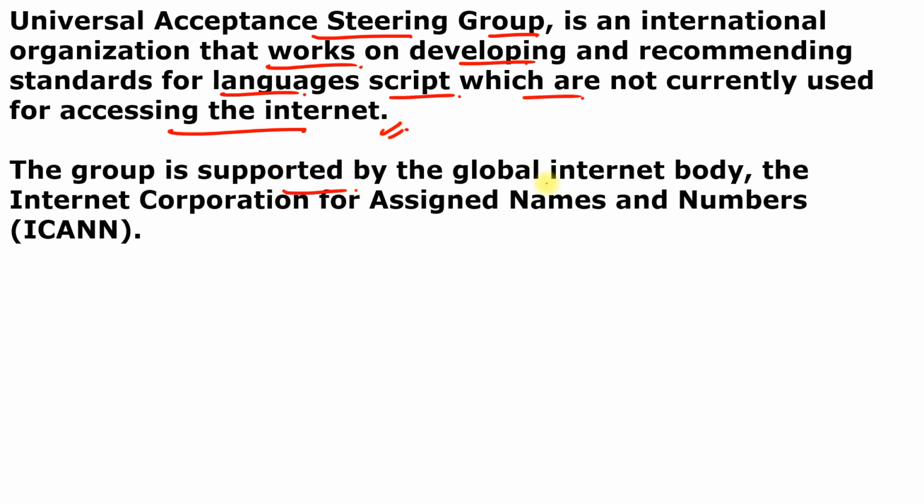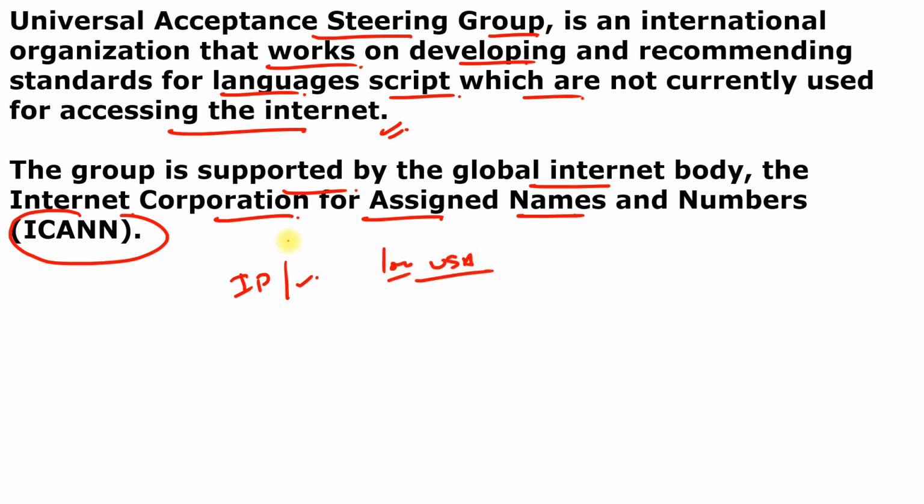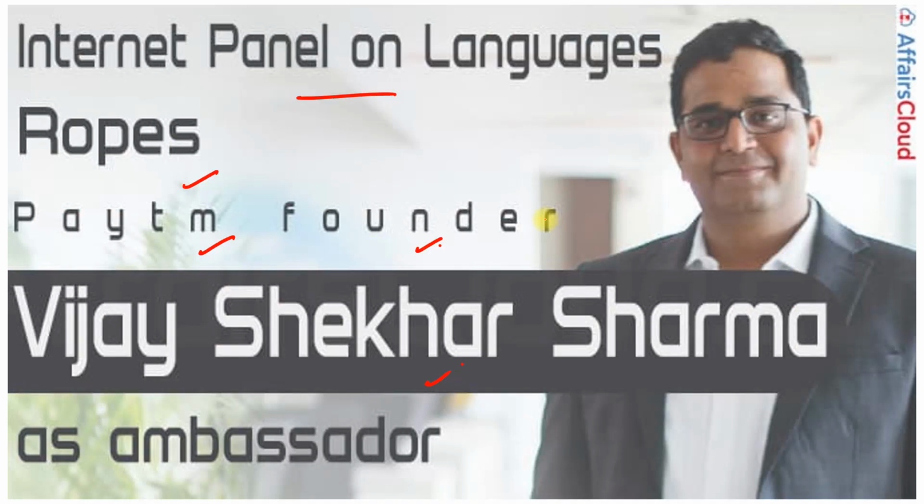And the group is supported by the global internet body, the Internet Corporation for Assigned Names and Numbers, also known as ICANN. So remember, ICANN is responsible for internet protocols, internet protocol address space allocation, protocol identifier assignment, and other things. Its headquarters is in Los Angeles in the United States of America, and this organization was founded in 1998.